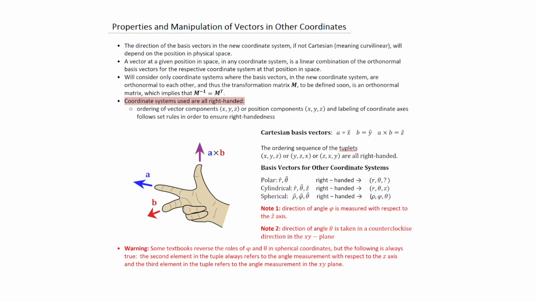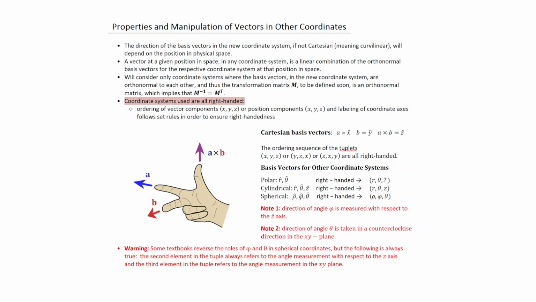And now comes the big warning, because every year we run into this difficulty: the moment you take a course in the spring term electromagnetics, they use different symbols and everybody gets confused. So just a reminder, some textbooks reverse the roles of phi and theta in spherical coordinates. But the following is always true. The second element in the tuple, forget about the label, 1, 2, 3, the second one.